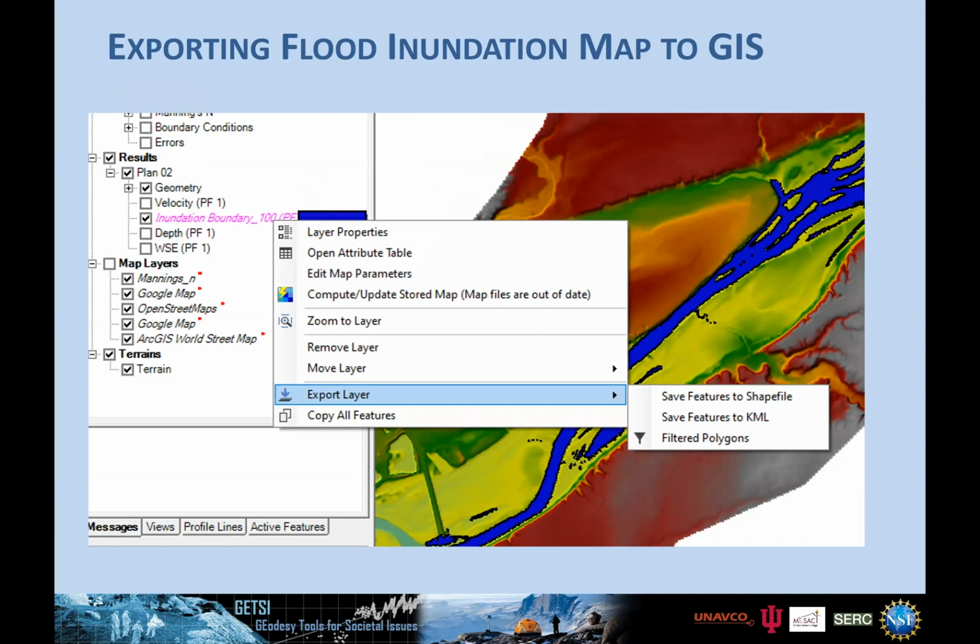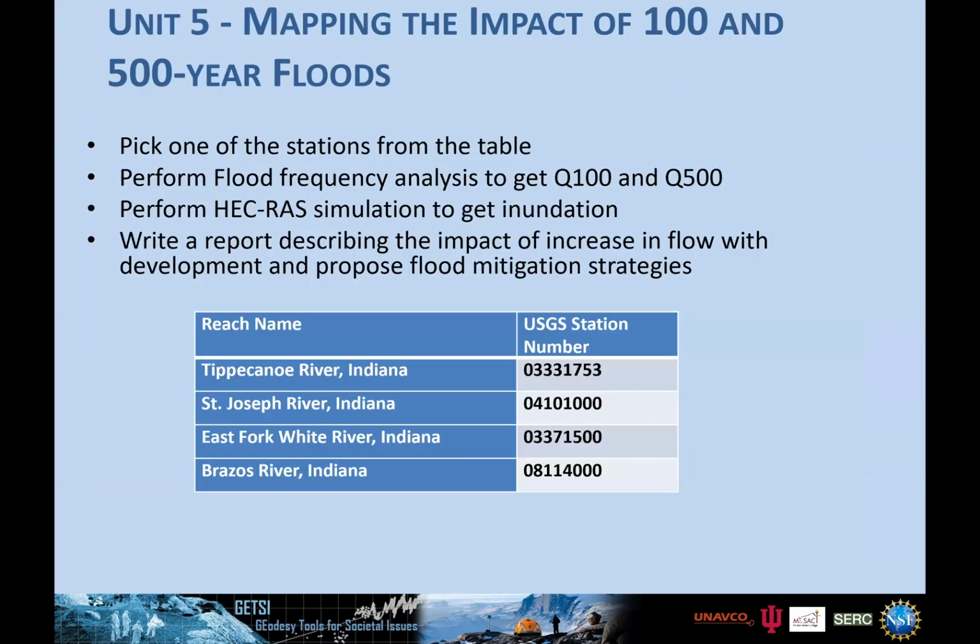and based on that, they can see how the flood is impacting the surrounding areas. And finally, in Unit 5, what we do is we give them study areas. We have them pick one of the study areas, and we basically have them do Unit 2 and 4 on their own, and then write a report.